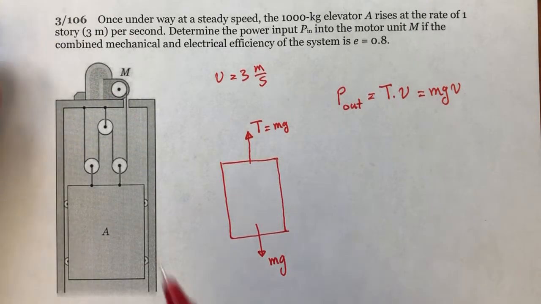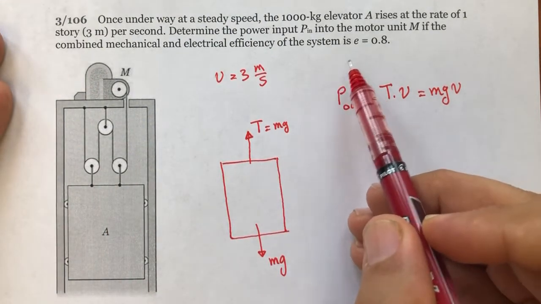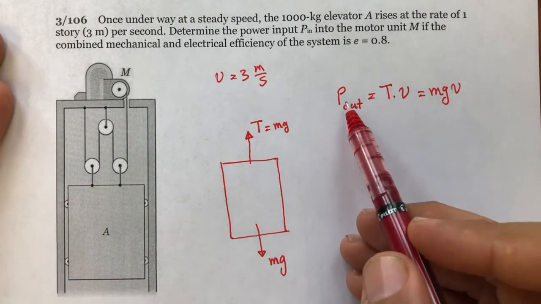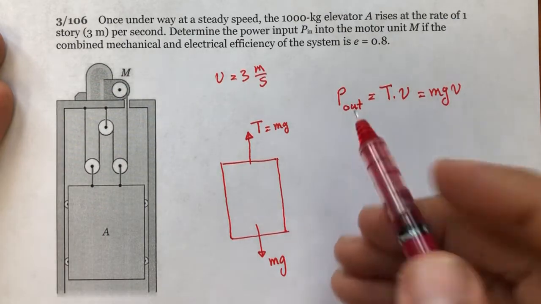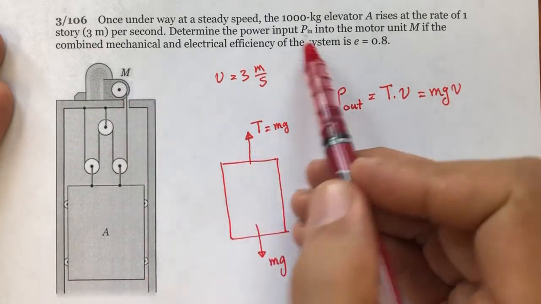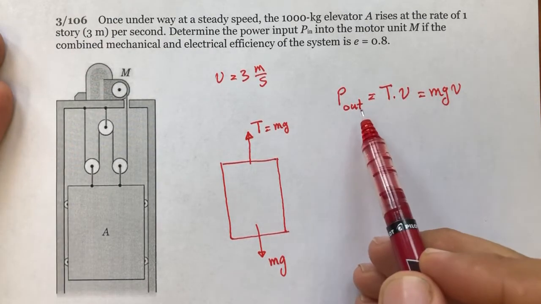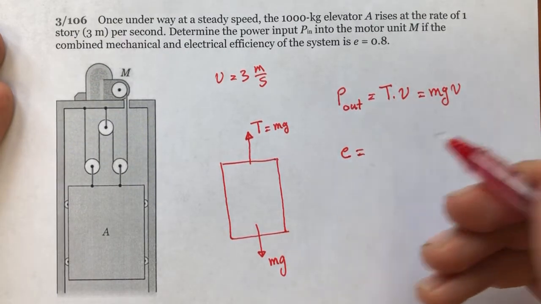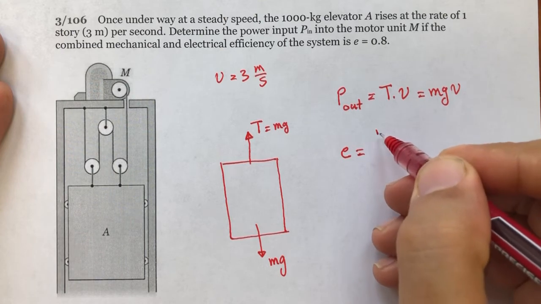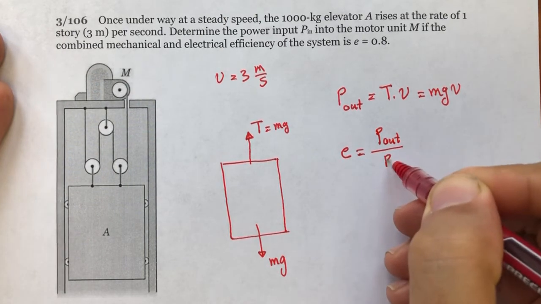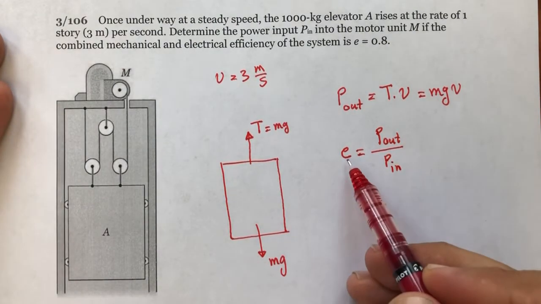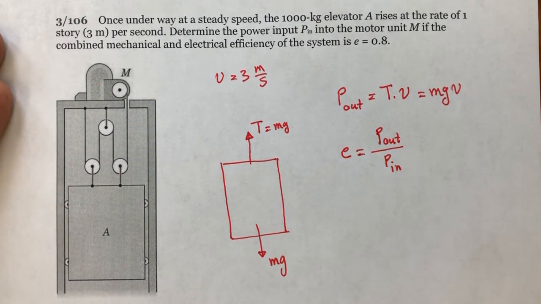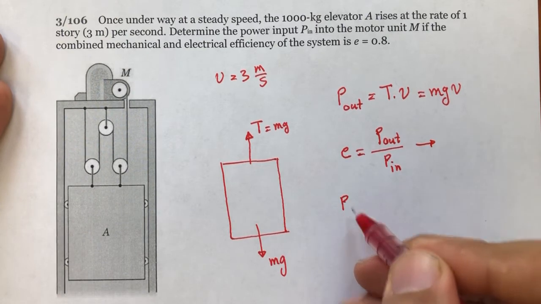Okay. But because the efficiency of the system is not 100%, the motor needs to put more power into the system, right? This is not exactly the power of the motor. It should be more. The relationship between the actual power in the motor, which we call input power, and the actual useful power that we are getting from the system, you can relate them to each other with the efficiency equation. So E is equal to P out divided by P in. Efficiency of the system is given. We know the output power of the system, so we can find the input power, right? So the only thing we need to do here is plugging in the numbers.